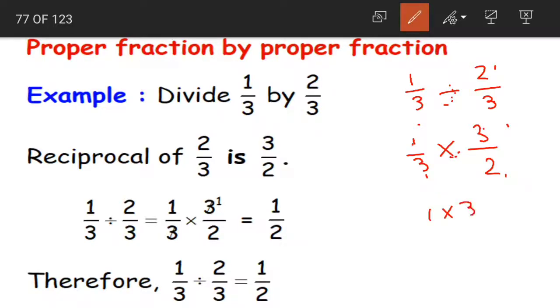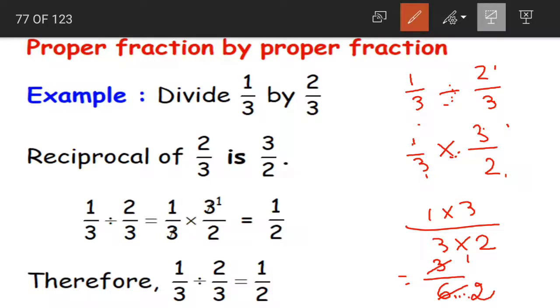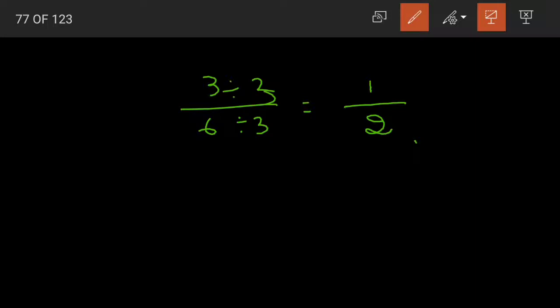Now how do we multiply? 1 into 3 by 3 into 2. 1 into 3 becomes 3, 3 2s are 6. We know that 3 1s are 3, 3 2s are 6. If we write the equivalent fraction of 3 by 6, when we divide both by 3, we have 3 1s are 3 and 6 divided by 3 gives us 2.